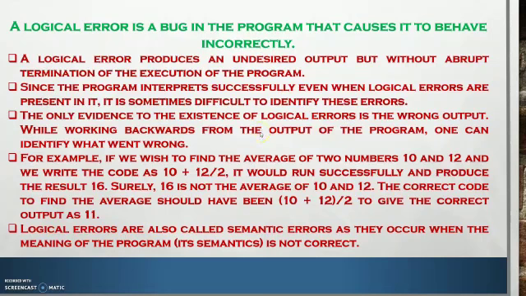So how do we know about the mistake? We can start identifying backwards. We can start studying the code from the end towards up. Now look at this example. For example, we wish to find the average of two numbers, 10 and 12. So how do we find the average? We add 10 and 12 and then divide it by 2. So the code we have written will be 10 plus 12 upon 2. It would run successfully and produce the result 16. Why will it be 16? Because 12 divided by 2 is 6 and 10 plus 6 is 16. But 16 is not the average of 10 and 12.